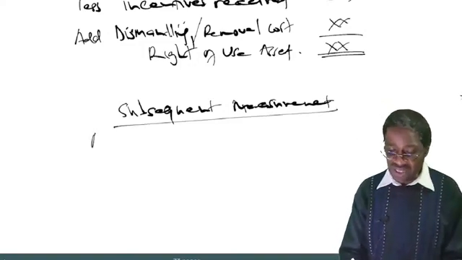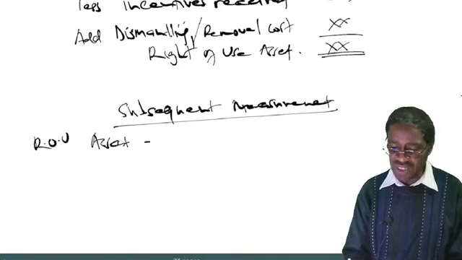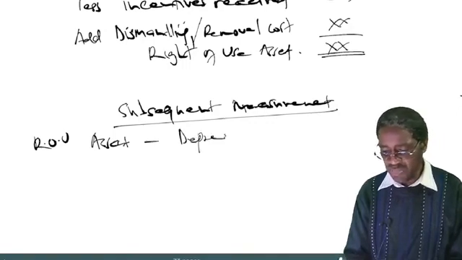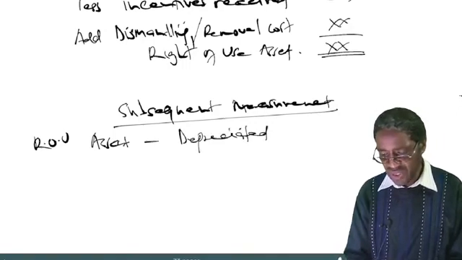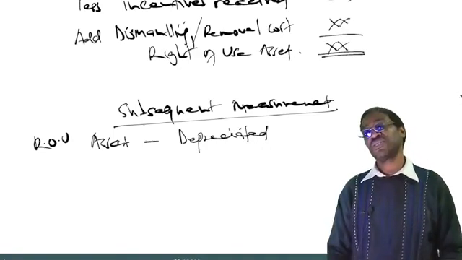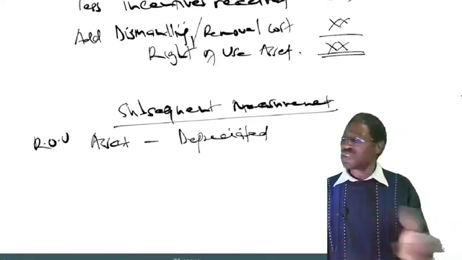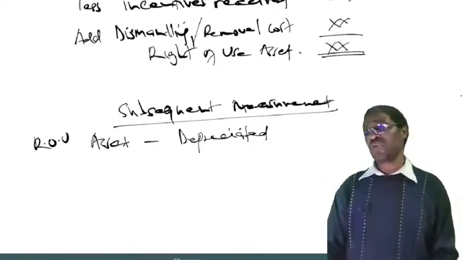For the right of use asset, we have said it should be depreciated. Just depreciate it. Whatever you got, you minus the accumulated depreciation by the end of every year.